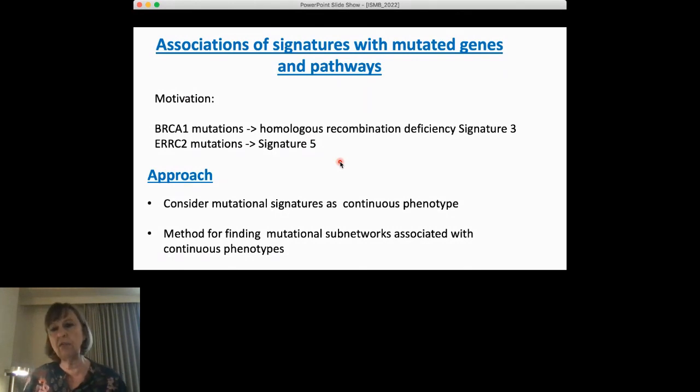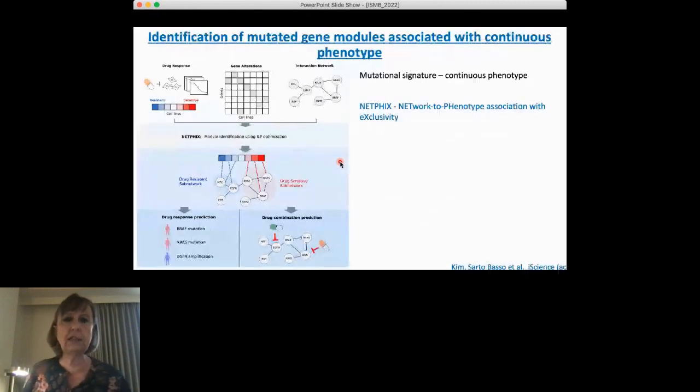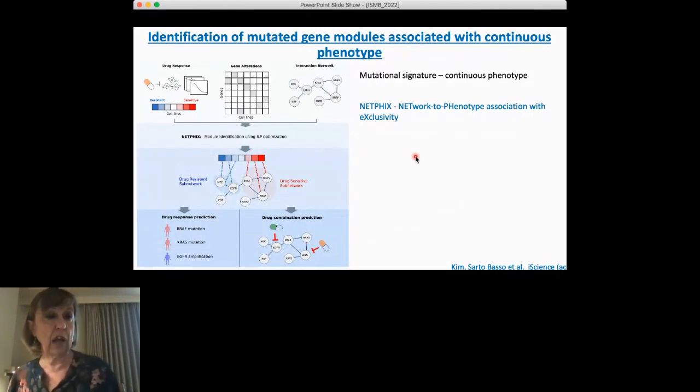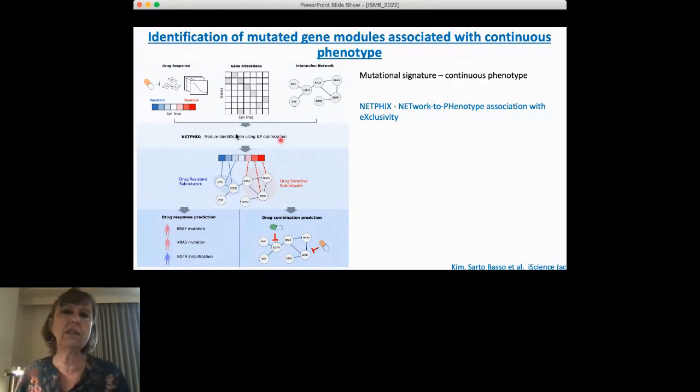To do so, we think of a mutational signature as a continuous trait. So we know that with every patient in whose genome we have observed a given signature, we also have the strength of the signature. So the strength of the signature is being considered as a continuous trait. So we ask the question now whether we can identify mutated subnetwork associated with a continuous trait. This is something that my group has been considering also in the context of drug response. So the method will be the same. I'll briefly explain the method without going too much into the detail.